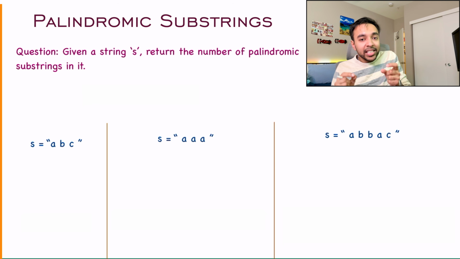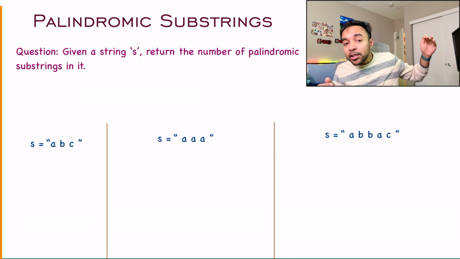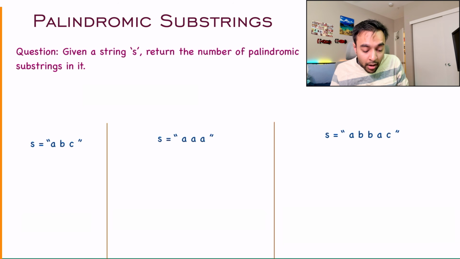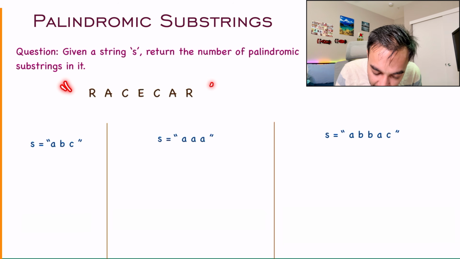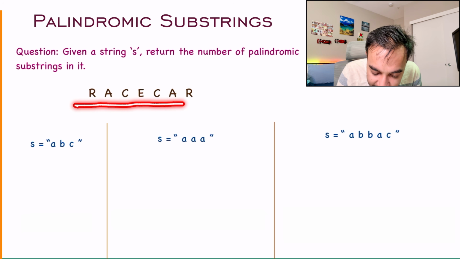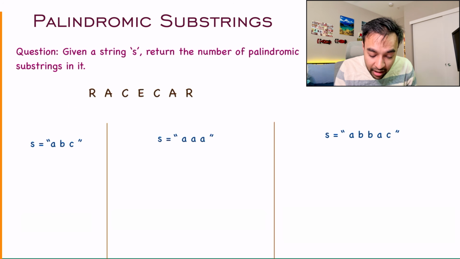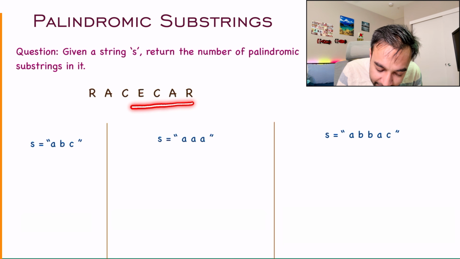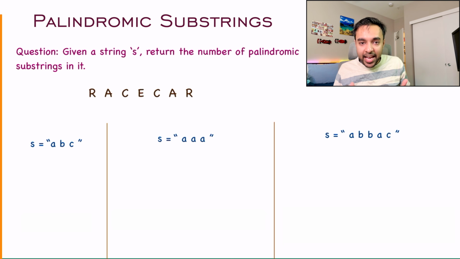A palindrome is nothing but a sequence of characters which reads the same when you read it from the front or from the back. For example, if I have the string RACECAR, then if you read it from the front, you get RACECAR. And when you read it from the back, you again get the same sequence, RACECAR. So this is a palindrome.